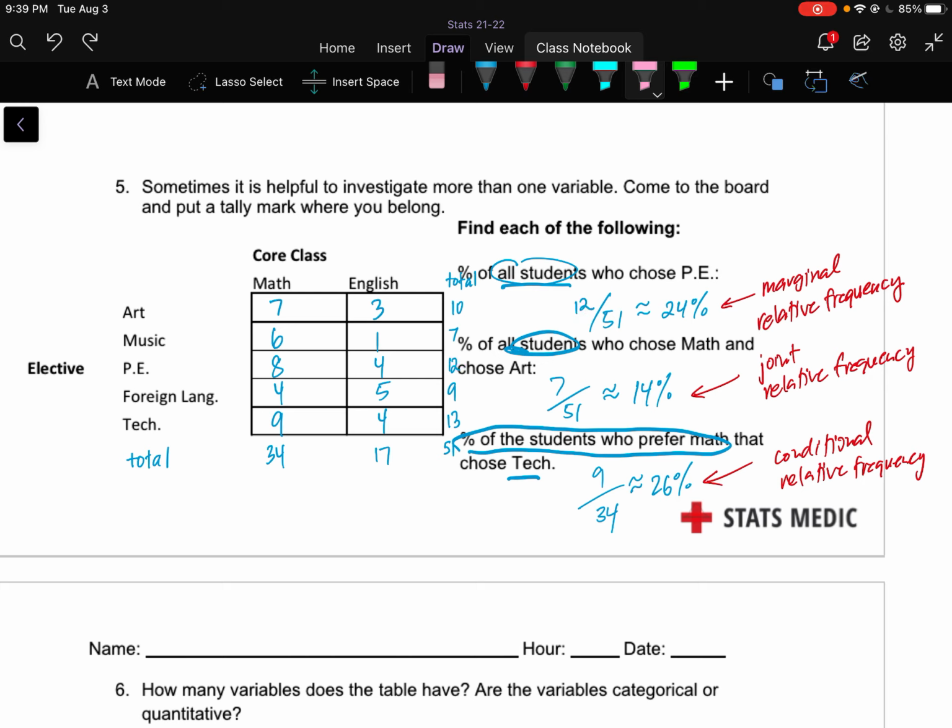The joint relative frequency gets its name because it's looking at kind of like the joint intersection of two things, right? So we're looking at math and art, so we're looking for where math and art meet, so we're kind of looking at that joint number, or that number in the intersection of the row and the column.